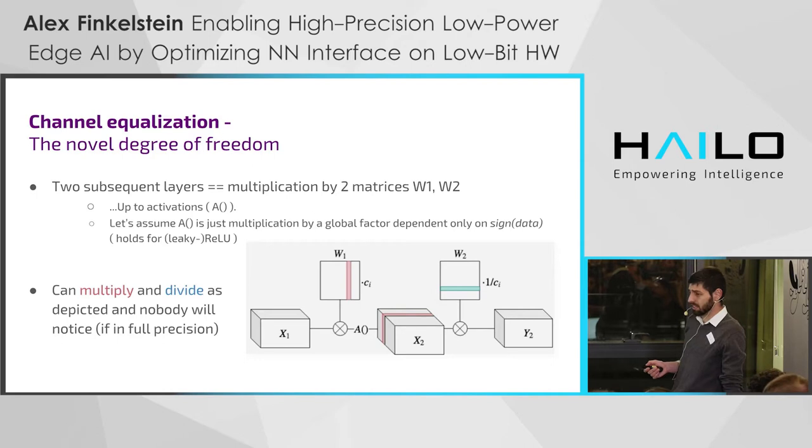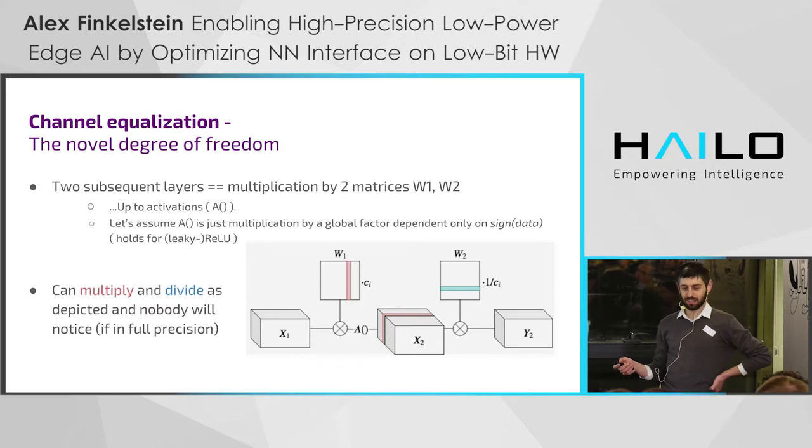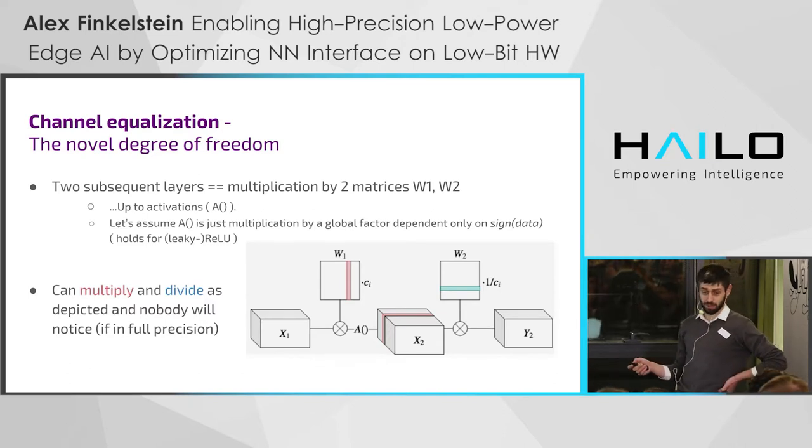which you need to look at two subsequent layers. You need to ignore the nonlinear activations for a moment. You need to see that it's actually multiplication by two matrices if you ignore the activation. So it's a little bit like multiplying by the first matrix and by the second. It's like multiplying by the product of the matrices. Sorry for the word soup. And if you take a product of two matrices and you take a certain column of the first one and you multiply it by a factor and then you divide the corresponding row of the second by the same factor, you can do the linear algebra exercise, you will see that nothing will change. Okay, so you can do it, nobody will notice, it's very funny.